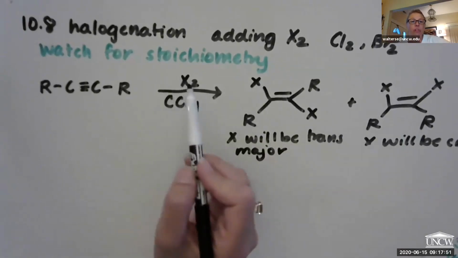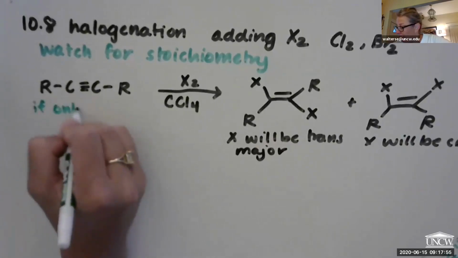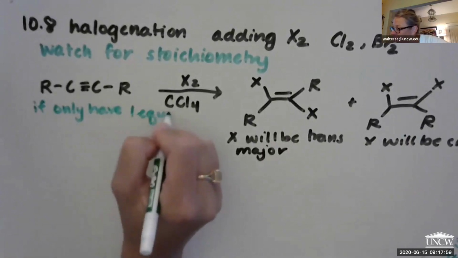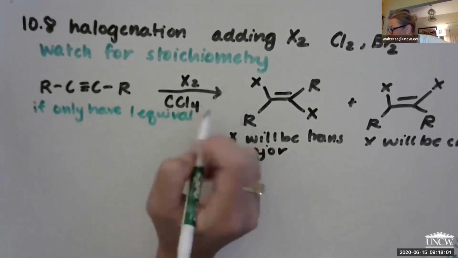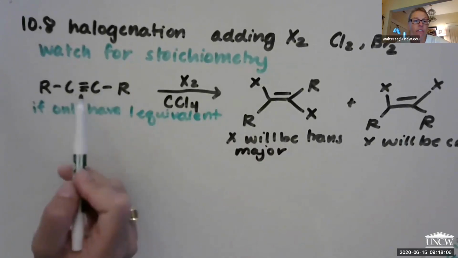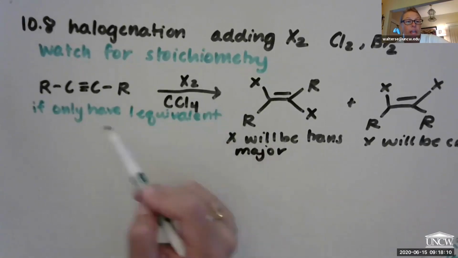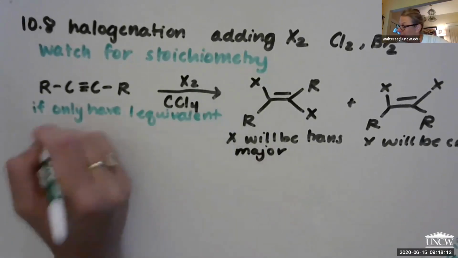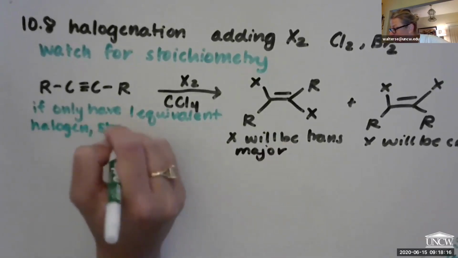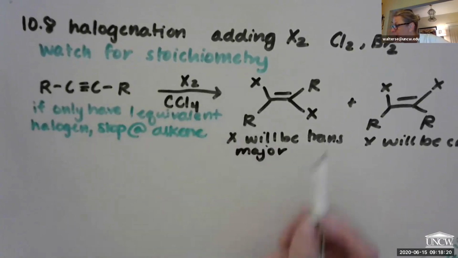So it's just important to note that if you only have one equivalent, and that means molar equivalent. So like if you have 1 millimolar of alkyne, then you would have 1 millimolar of chlorine or bromine. If you only have one equivalent of your halogen, you stop with an alkene dihalide.